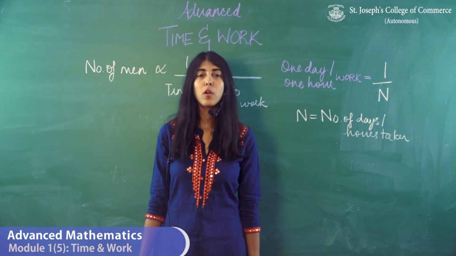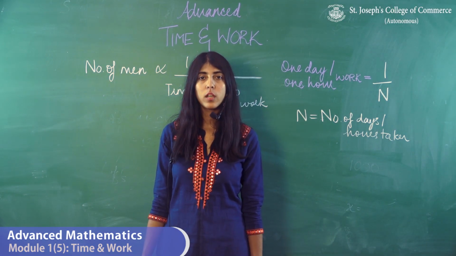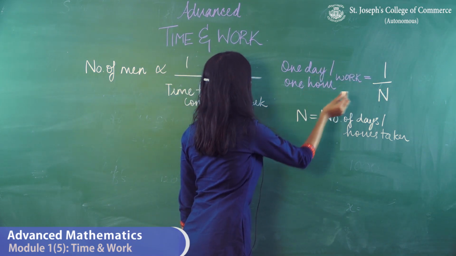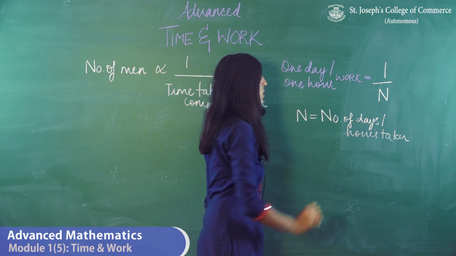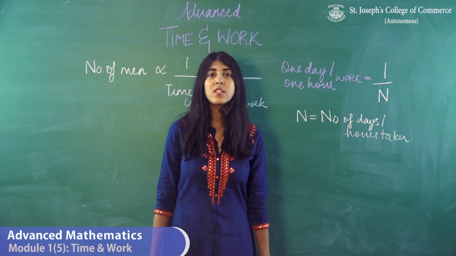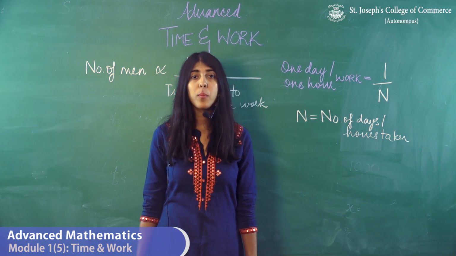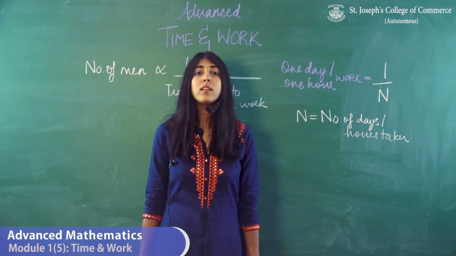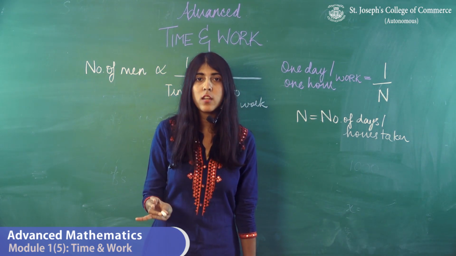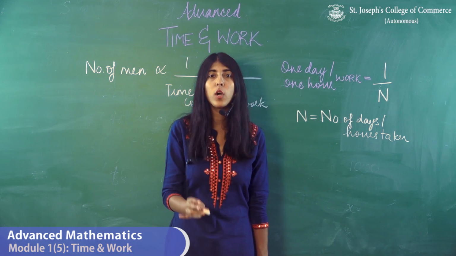Moving on to the concept of 1 day work or 1 hour work. This can be mathematically represented by 1 by n, n standing for the number of days or number of hours taken by the person employed. If I ask Mr. A to finish a particular job in 4 hours, this means that if I want to calculate how much work he is finishing each hour, it would be 1/4 of the work each hour.